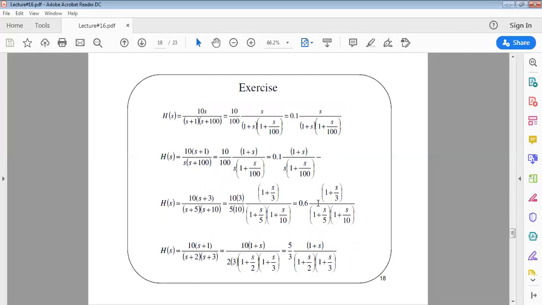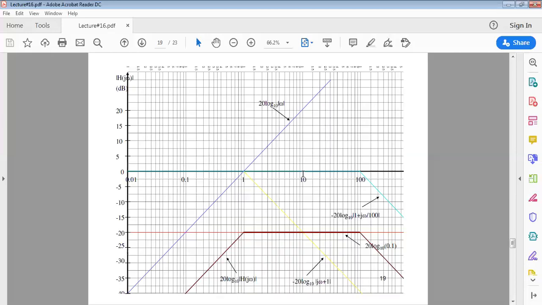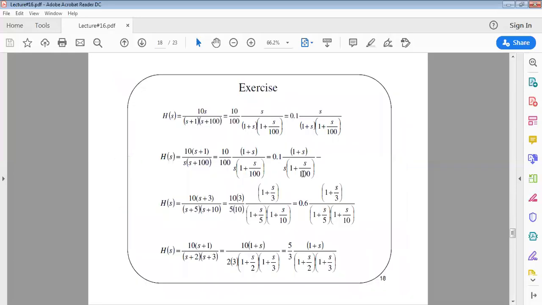So these are the exercises, and the answers are given at the back. You can test this on your own, because I provide the slides in PowerPoint. In PowerPoint, I did the plotting one by one so that you can understand this better. So let's have a look at these exercises. There are 4 exercises given here.